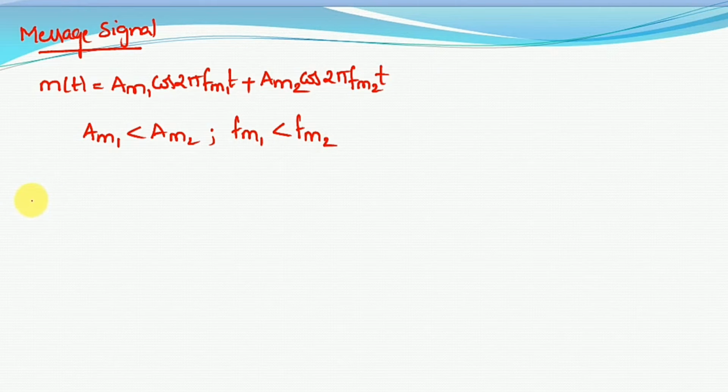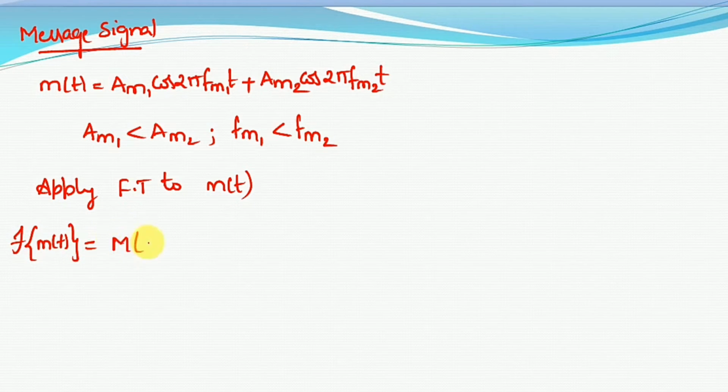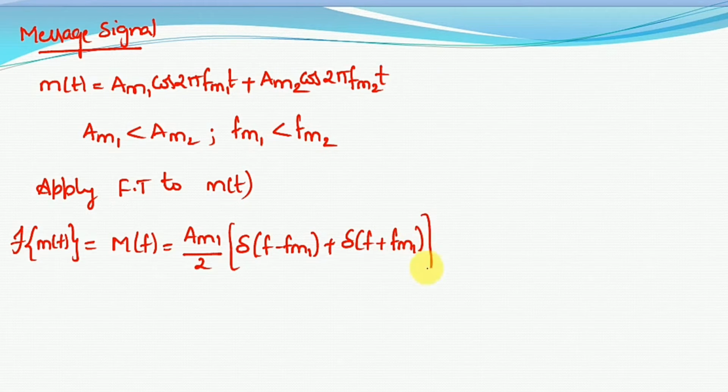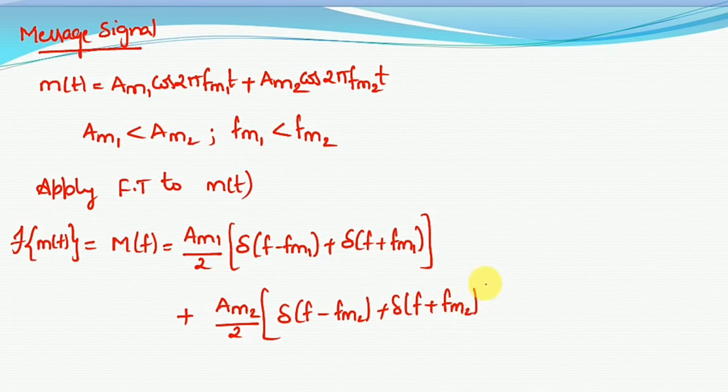Now in order to draw the frequency spectrum, first we have to apply the Fourier transform to m of t. So if you apply the Fourier transform, here it is a Fourier transform of cos 2 pi fm1 t, which means it is an impulse signal with a shifting frequency of fm1. And the second term is again a cosinusoidal signal, and here the shifting frequency is fm2. So directly I am writing the expression, that is Fourier transform of m of t value will be M of f, and its value is equal to Am1 by 2 into delta of f minus fm1 plus delta of f plus fm1, plus second term is Am2 by 2 into delta of f minus fm2 plus delta of f plus fm2. So this is the final Fourier equation for the message signal that we have considered.